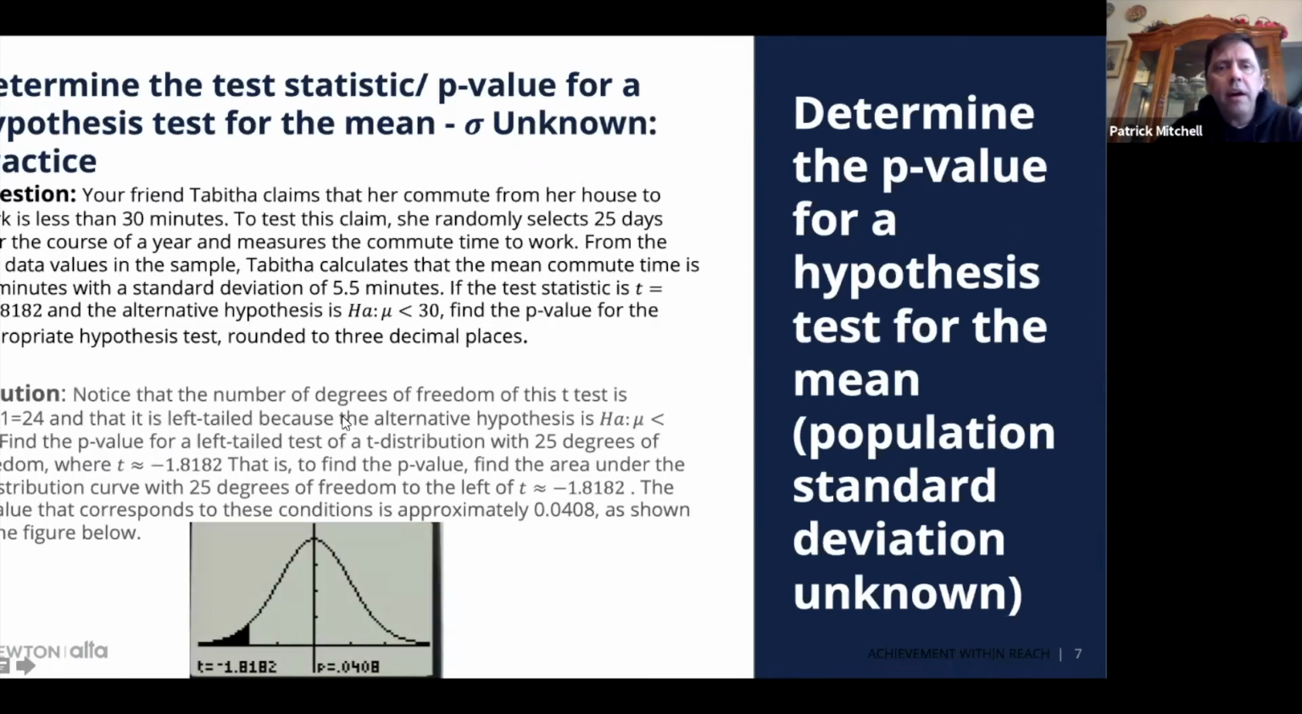Okay, notice that the number of degrees of freedom for this test is 25 minus 1 equals 24, and it's left-tailed because the alternative hypothesis is mu is less than 30. So remember, whenever the alternative has a less than sign, that makes it a left-tailed test. All right, so finding the p-value for a left-tailed test with 24 degrees of freedom. Let's fix that.